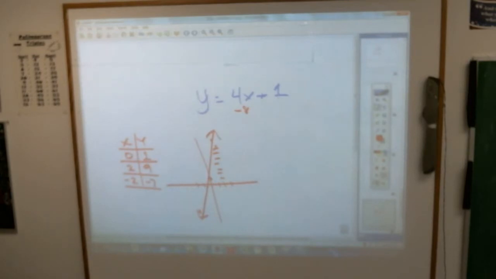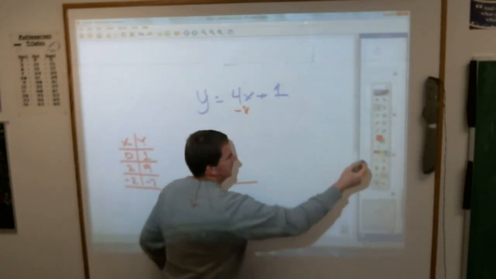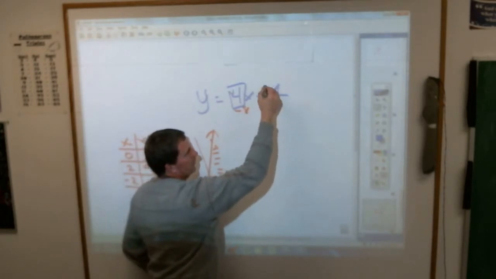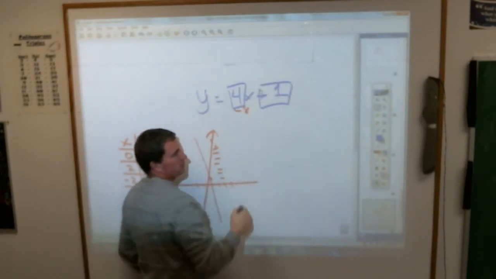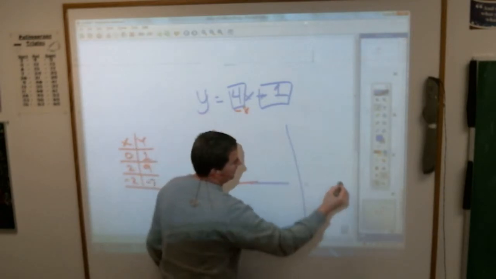Well, if the equation is in slope y-intercept form, you don't have to do hardly any of that work at all. Because you are given the two things you need to know to graph that line. You are given the slope, which is this, and you are given where it crosses the y-axis, which is that, the y-intercept.